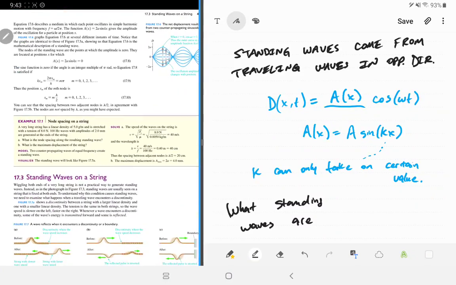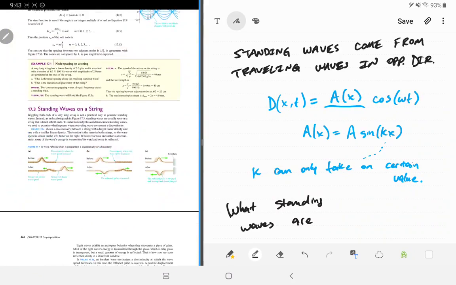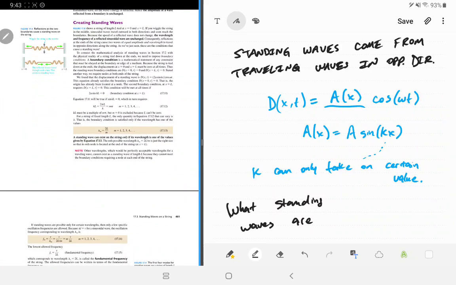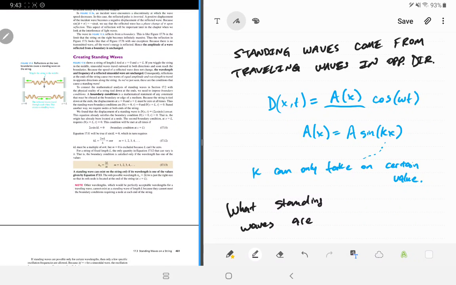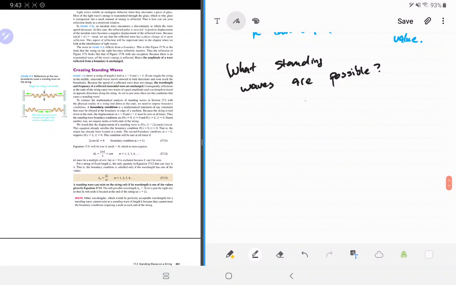So your book talks about the allowed values of K in general, but they really want to focus on standing waves on the string, so they finally talk about the reflection and why this occurs. They give an overall formula, so I'm getting towards where that formula is coming from, but I want to talk about it visually here. What standing waves are possible? If you have the two walls, the main one that would exist is right here.